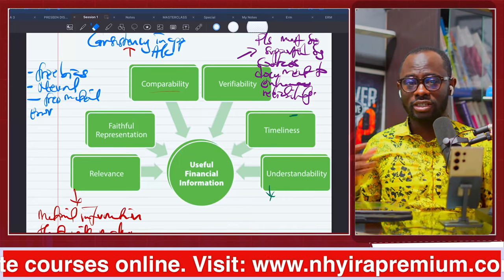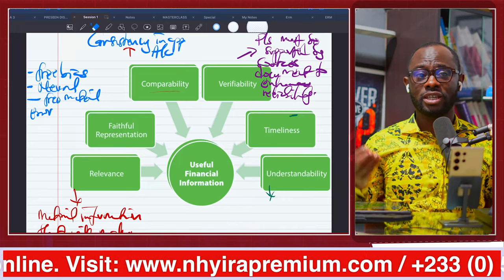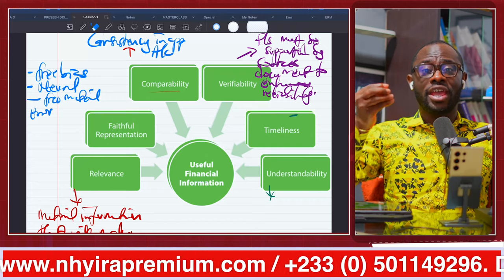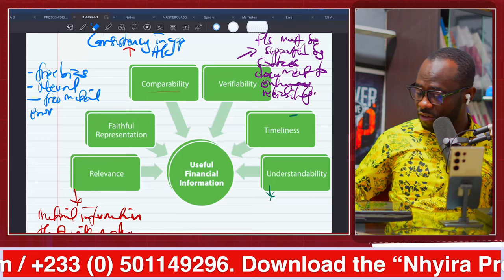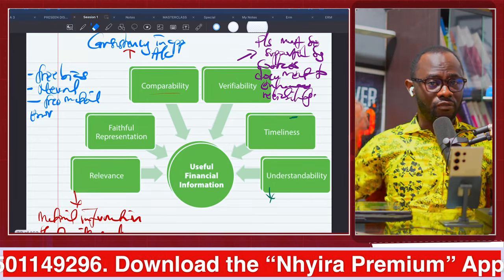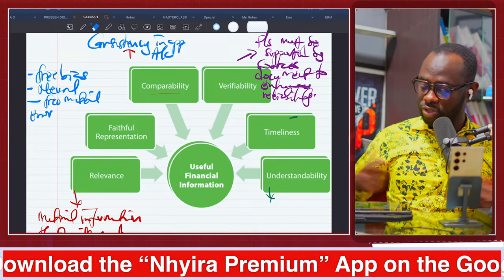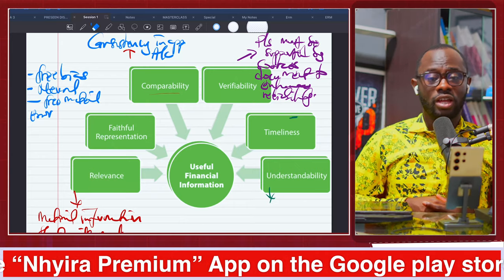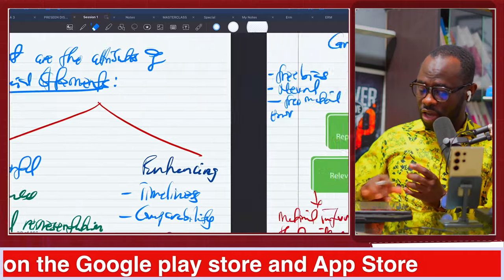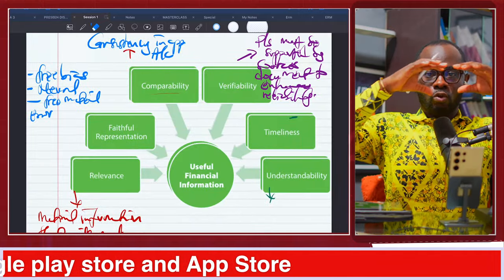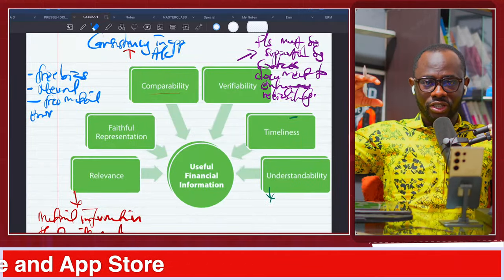Then understandability. The financial statement should be prepared in such a manner that it will be simply comprehended by the users of the financial statement. Verifiability simply means that the financial statement must be supported by source documents to enhance reliability of the financial statement. So that is the first part of the discussion, qualitative characteristics of the financial statement.